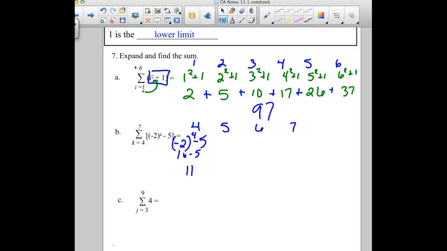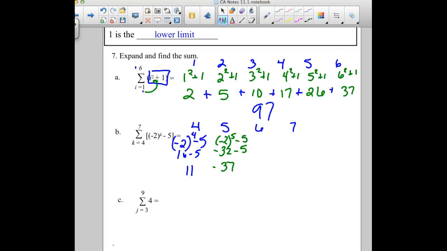Our first number is going to be an 11. Our second number, we're plugging a 5 in. So -2 to the 5th power minus 5. What's -2 to the 5th power? It's -32, minus 5 more, which is -37.